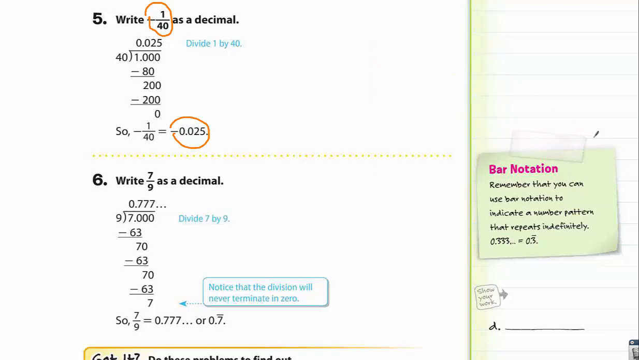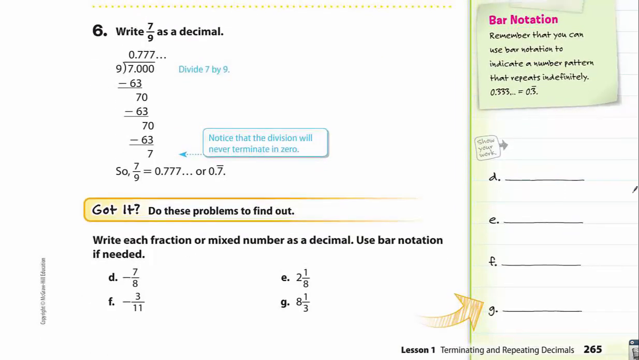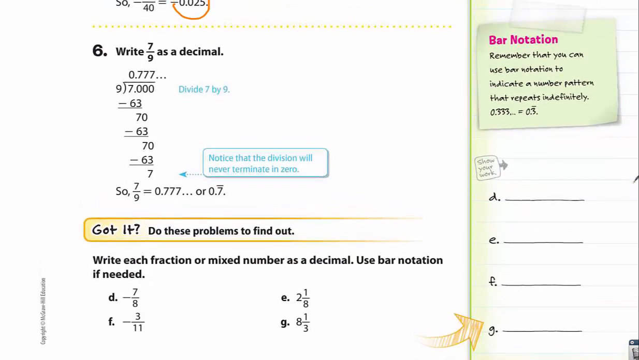Okay, so let's try some got it problems now. Here are 4 of them. What I'd like you to do is do D and E and then stop. Watch the video for D and E and then come back and do F and G.